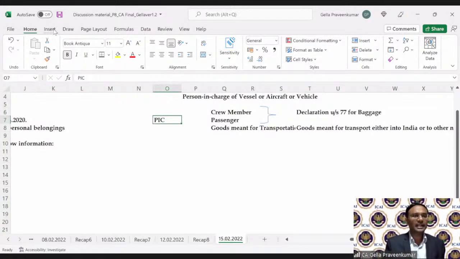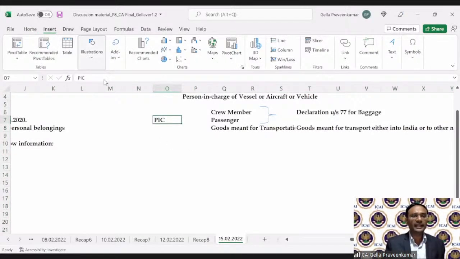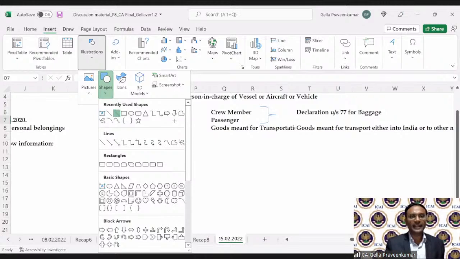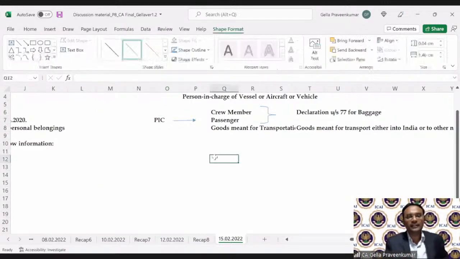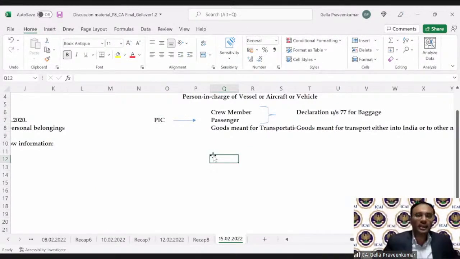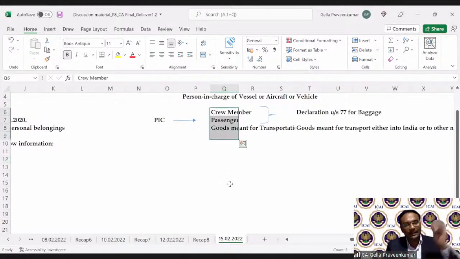The person in charge is a person who takes the responsibility of this flight or your vehicle or what you call a vessel. This particular person has to be responsible whenever an aircraft or a boat or vessel is coming into India; they have to declare to the customs authorities. What do they have to declare? Look, these are the three items coming together.